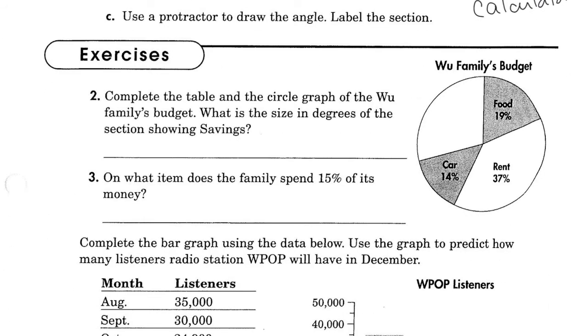So we're going to complete the table and circle graph for the Wu family budget. What is the size in degrees of the section shown for savings? Now, I have the chart in front of me. Now, it said that other was 15%, which is about the same size as the car. So if I draw a line here and I label this other, and I say that this is 15%, okay?